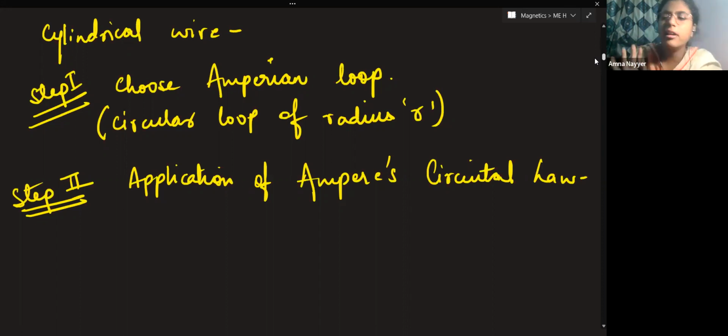Usually you have cylindrical wire only given, maximum times in your exams also. Cylindrical wire case is only given. Otherwise, it will be a simple case. And if something else is given, then be prepared.